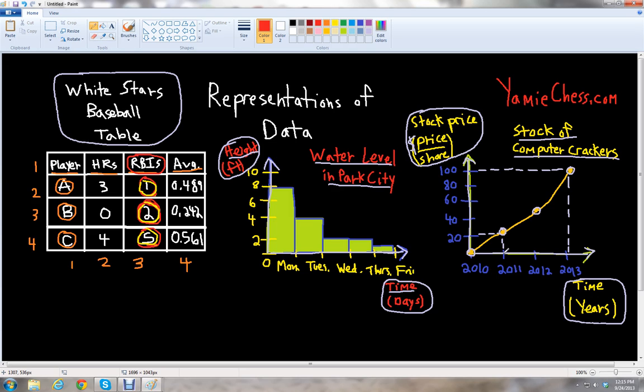So you can notice that in the year 2011, if you have the stock price of our company, this is our made-up company, Computer Crackers, the price would be $20 per share. And then in 2013, the stock price is even higher. It is at $100 per share. So these are just nice ways to present data in a visual format, and makes it very organized and easy to read.